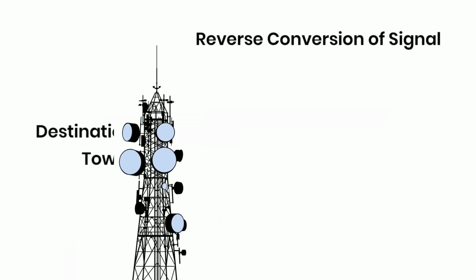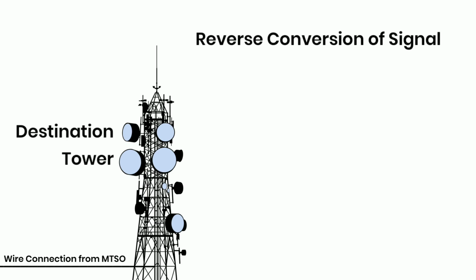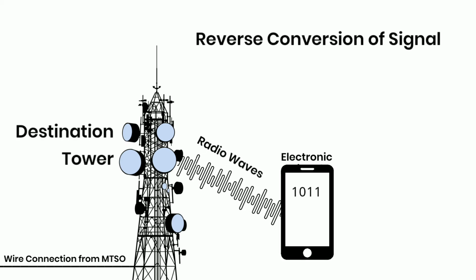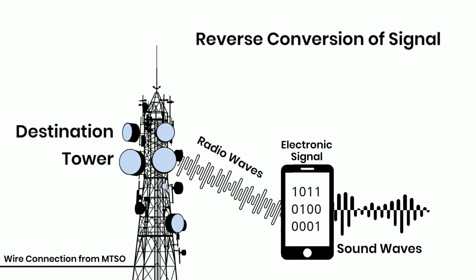Finally, after the destination tower has received the information through the MTSOs, the optical signal goes through a reverse conversion process to turn into radio, then electronic, and back to sound, that is your voice. Only this time, instead of a microphone on the other end, there is a speaker system, so the receiver can hear you.